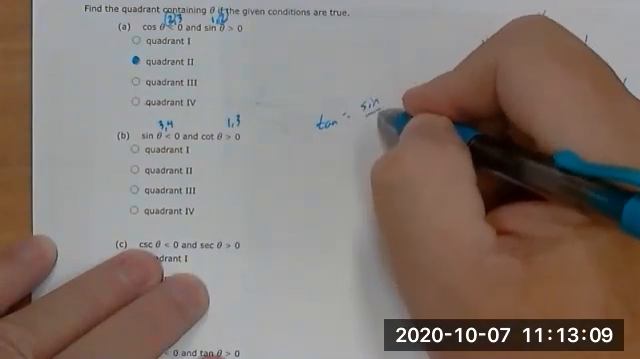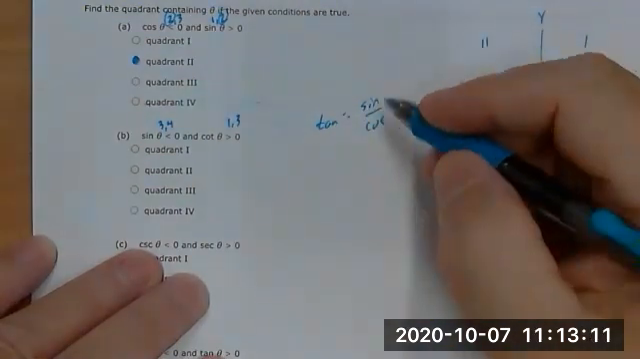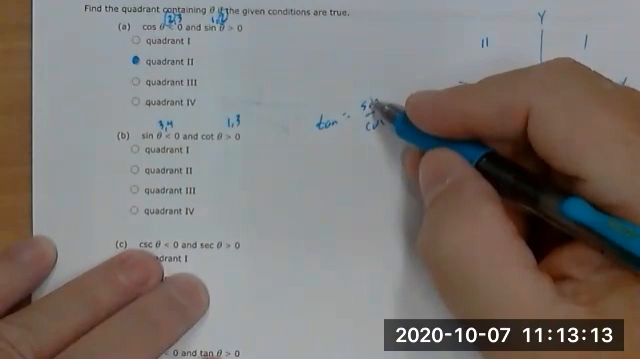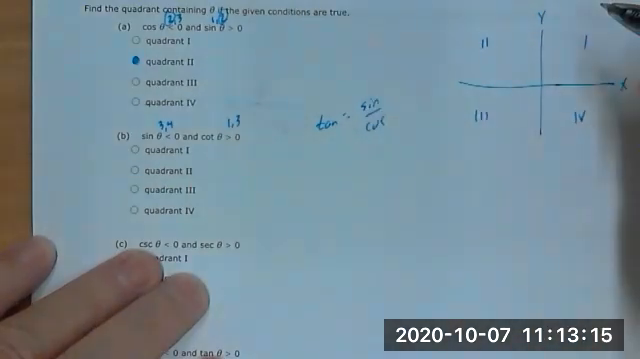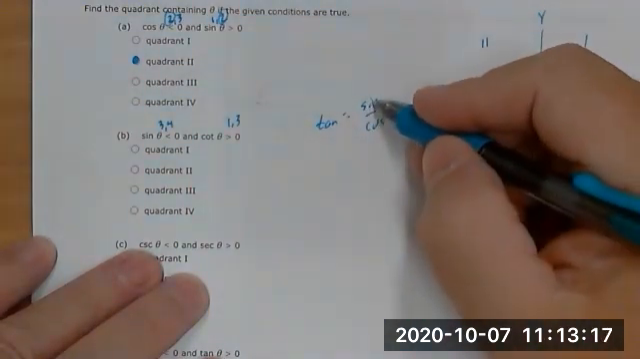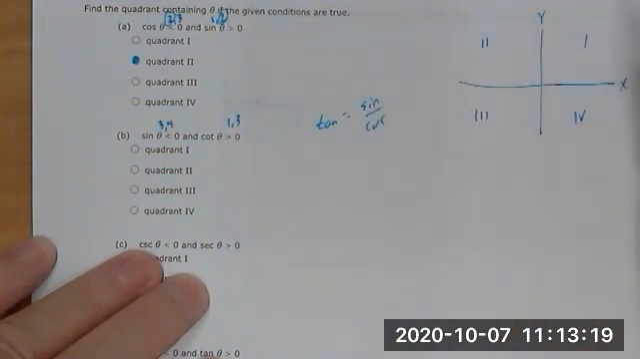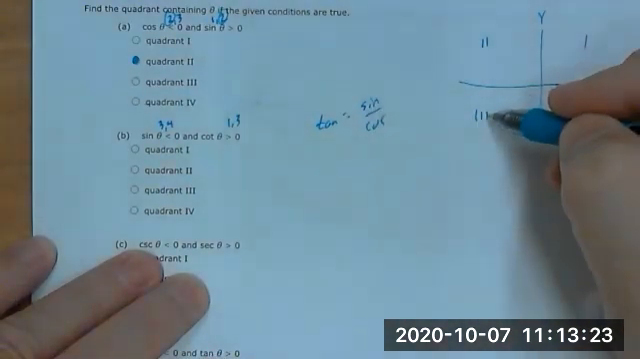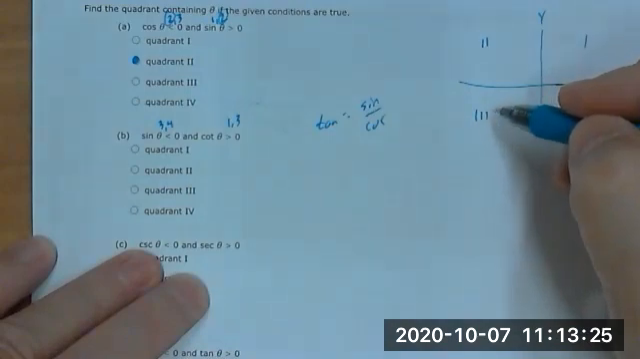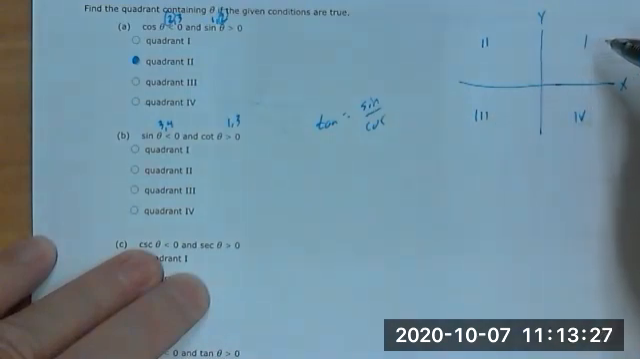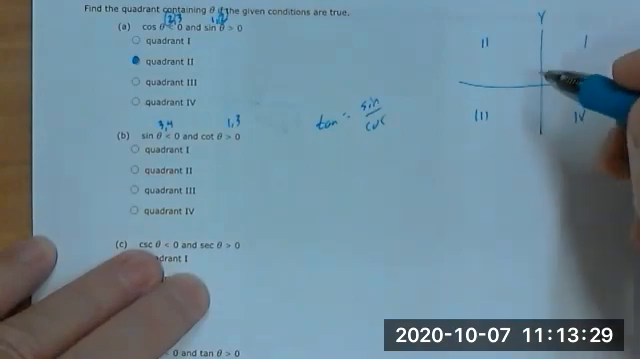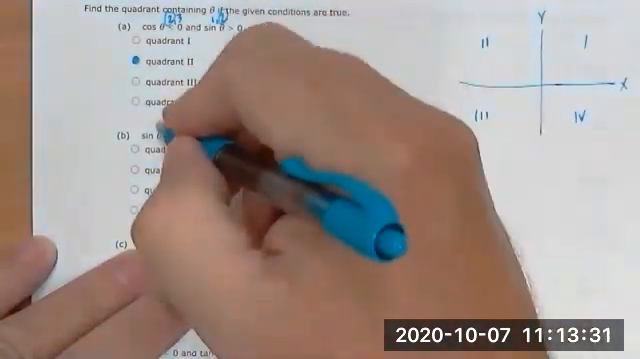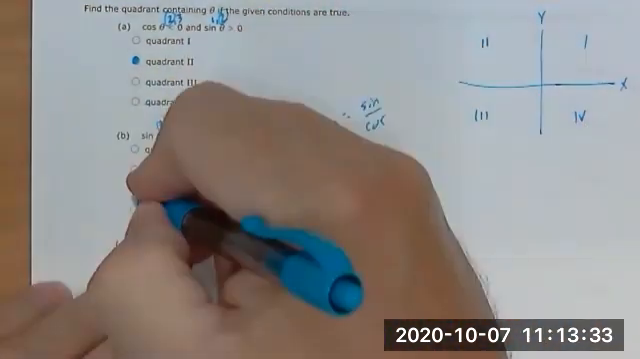We think of tangent as sine over cosine. For tangent to be positive, the sine and cosine have to be the same sign, either both positive or both negative. Well, that occurs in quadrant 1, they're both positive. In quadrant 3, they're both negative. So therefore, tangent is positive in 1 and 3. So what's in common here? Quadrant 3.